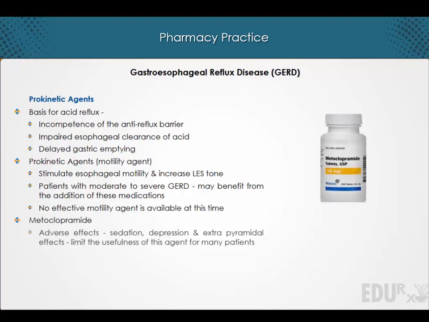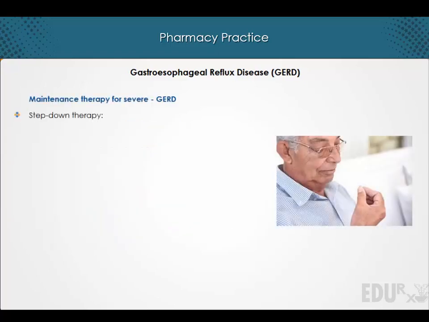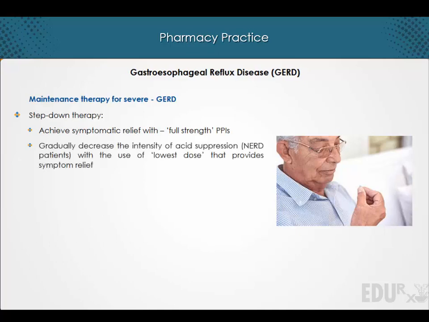Metoclopramide has numerous adverse effects such as sedation, depression, and extrapyramidal effects, which limit the usefulness of this agent for many patients. In step-down therapy, once symptomatic relief has been achieved with the full strength of proton pump inhibitors, the intensity of acid suppression is gradually decreased with the use of the lowest dose that provides symptom relief. Half of the healing proton pump inhibitor dose may be sufficient.